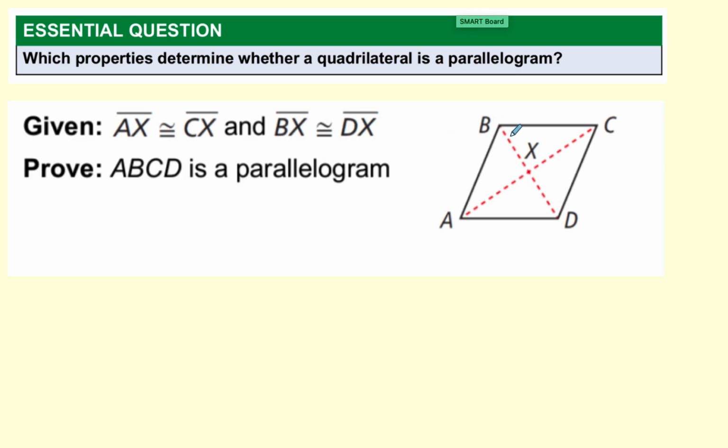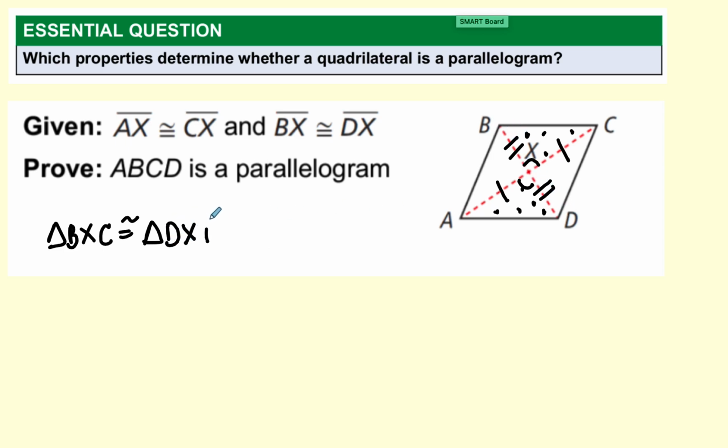Let's take a look and mark up AX congruent to CX, BX congruent to DX. This is going to allow me to say that this triangle right here is congruent to this triangle right here. Notice that they have two sides and they also have this vertical angle here. So I can say triangle BXC is congruent to triangle DXA, and this is by side angle side.